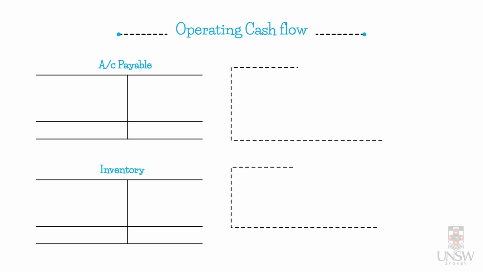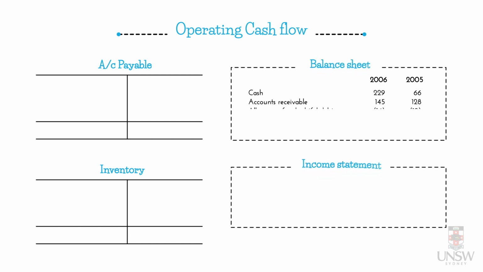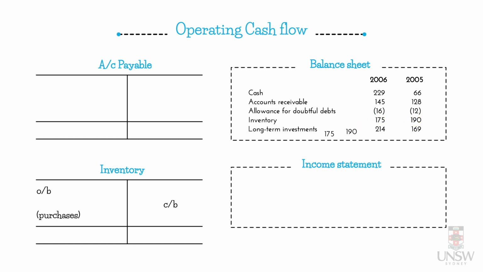So let's construct the inventory T account first to determine how much purchases we had during the period. So we're going to put in the opening balance of 190, then the closing balance of 175. They come from the balance sheet. We need to determine how much inventory we purchased. That will appear on the debit side of the T account. To solve for this, we need to solve the credit side of the T account. So we don't know how much we purchased during the period, but we do know how much we sold.